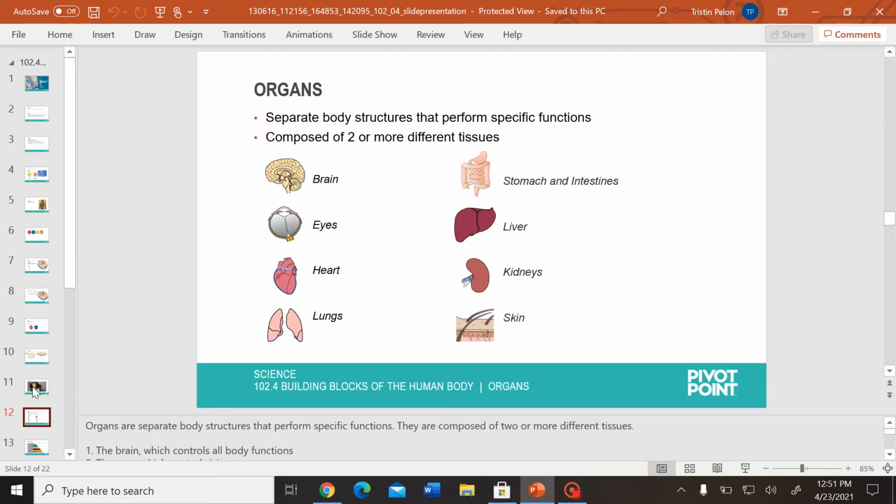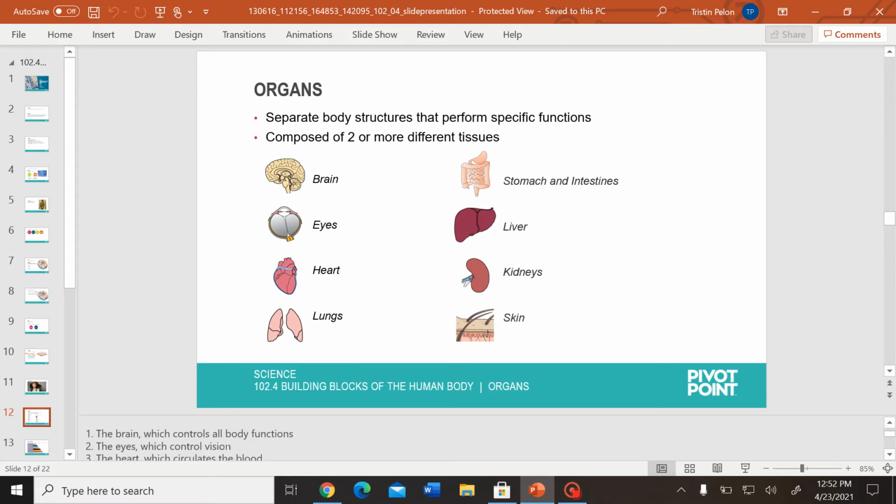Now, when you are talking about things that are composed of 2 or more different types of tissues, then we start to move into organs. This is going to be separate body structures that perform specific functions. So within the organs, we have these groups. We have the brain, which controls all of the body functions, as we know. We have the eyes, which control our vision. We have the heart, which circulates the blood throughout the body.